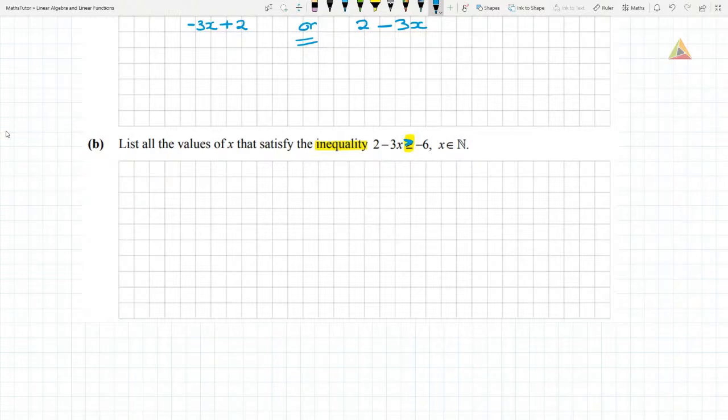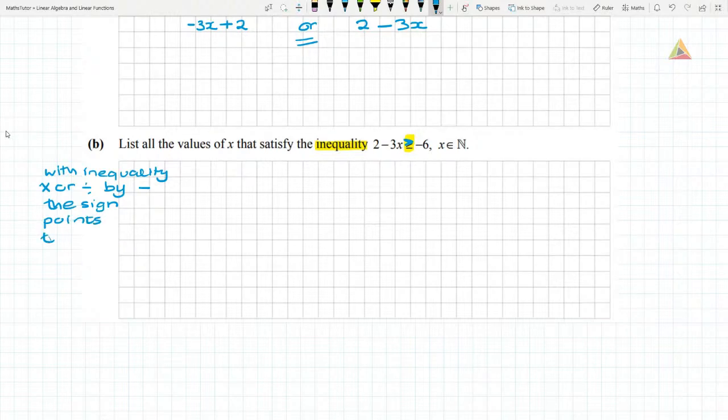And the exception to this rule is with an inequality, if we multiply or divide by a minus, the inequality points the other way. So the sign points the other way. Okay, so that's the rule that we just need to bear in mind with our inequalities. So if I multiply or I divide by a minus, then the inequality sign is going to point in the other direction. Okay, so we'll see if that applies here.